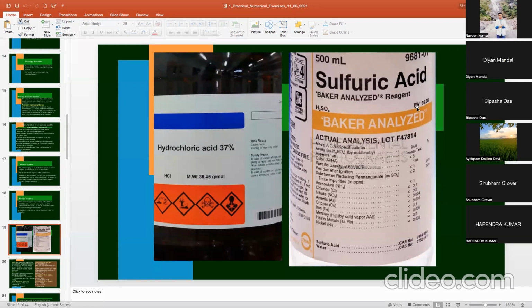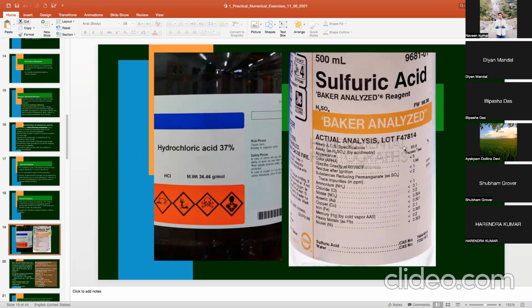FW means formula weight. Formula weight, yeah, 98.08, or 98 whatever it is. That is why one of you very quickly said that it is 49 gram, because it has to be divided by 2 to get the gram equivalent weight. So you get 49 gram in a liter of solution. That is your 1 normal solution.